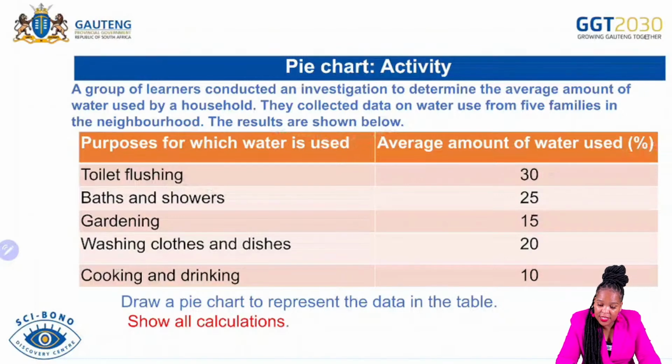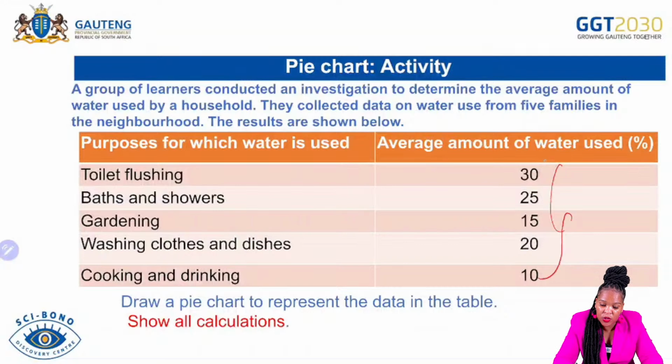So for toilet and flushing, 30% is used. Baths and showers, 25%. Gardening, 15%. Washing clothes, 20%. Cooking and drinking, 10%. So now you need to represent this information in the form of a pie chart. You need to remember the first step. What is the first step when you get data like this?